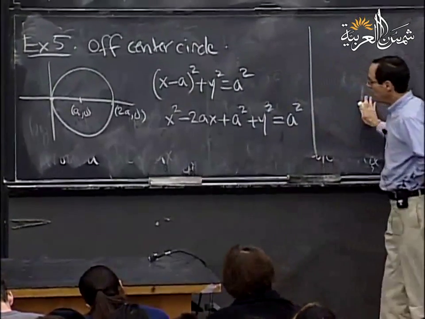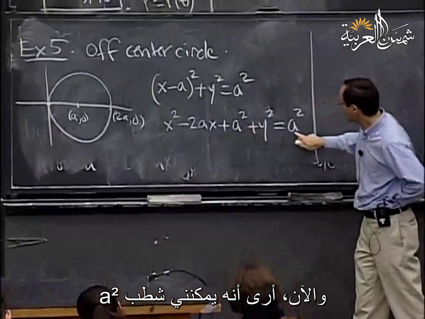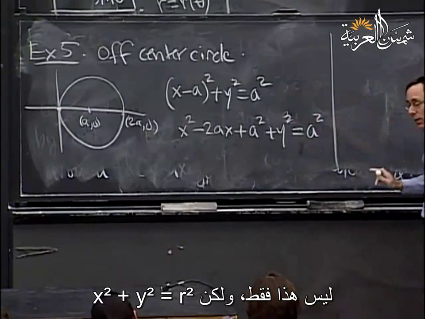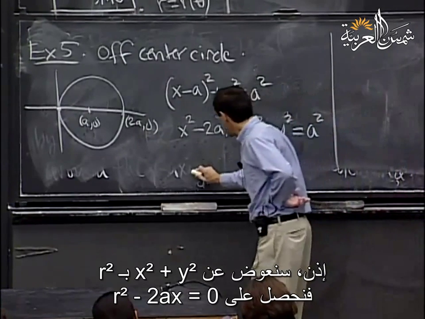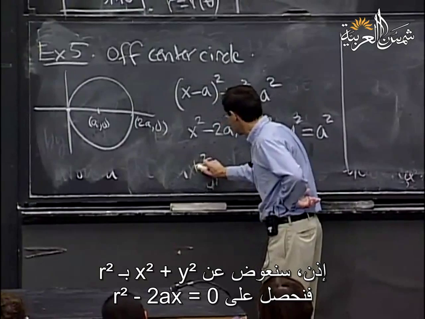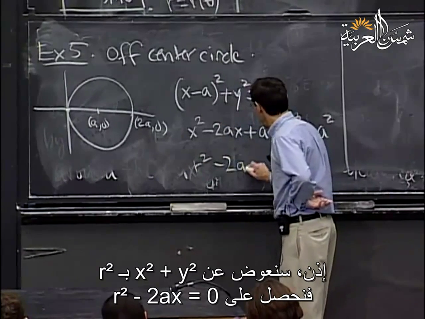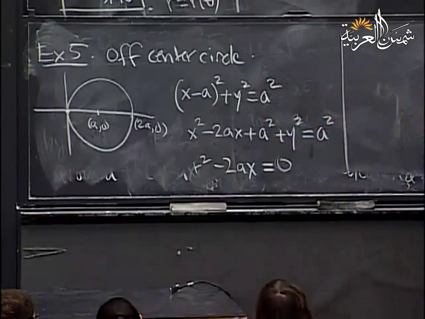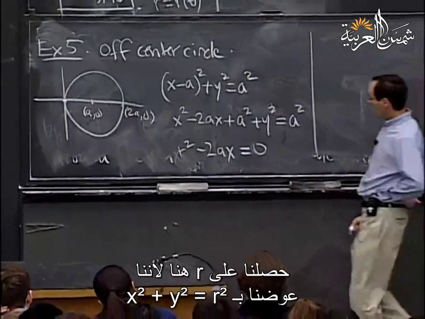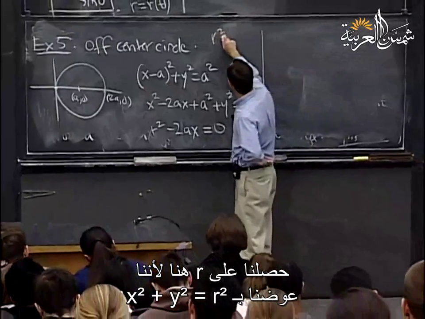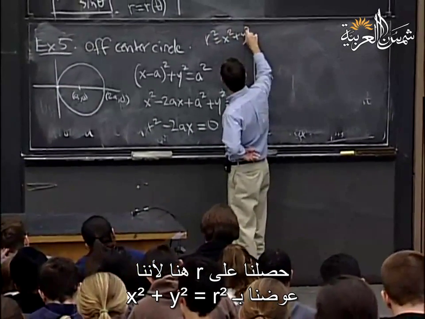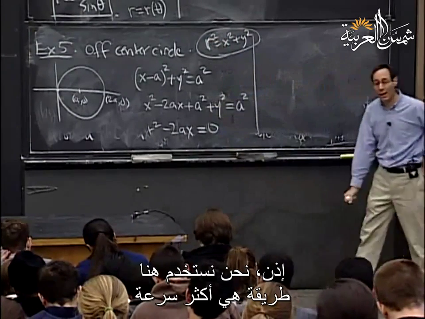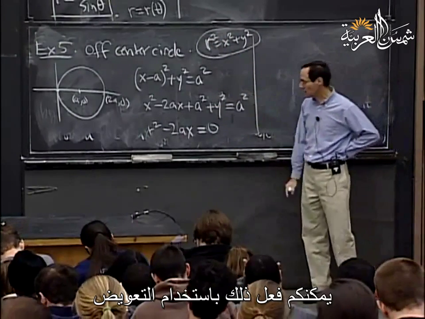All right. And now I see the a squareds cancel. And not only that, but x squared plus y squared is r squared. So this becomes r squared, that's x squared plus y squared, minus 2ax is equal to 0. All right? The r came from the fact that r squared is equal to x squared plus y squared. All right, so I'm doing this the rapid way. You can do it by plugging in, as I said.